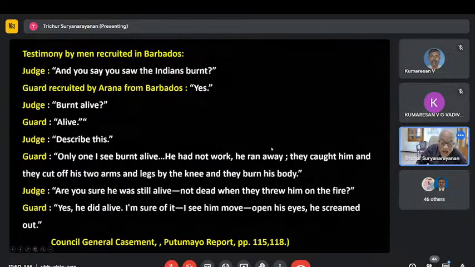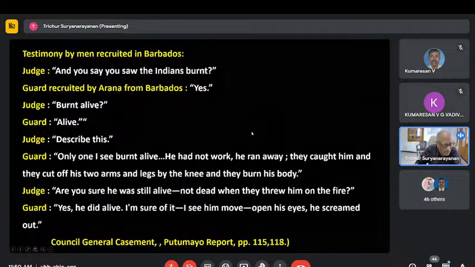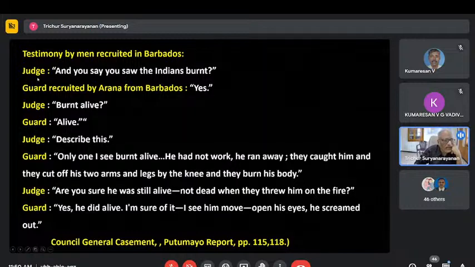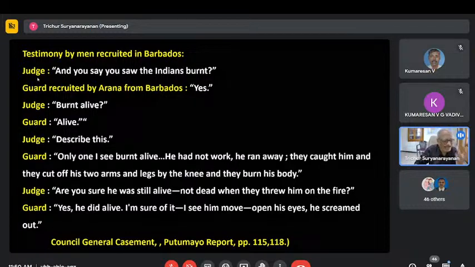Okay. So here is an example of that court case. Testimony by men. I told you that Arana hired people from Barbados as guards. One of the guards was questioned by the judge. The judge asked the guard, and you say you saw the Indians burnt? They were burnt alive, the natives. Then the guard recruited by Arana says yes. Judge asks, burnt alive?